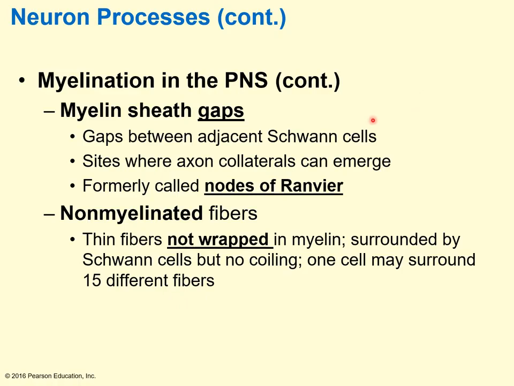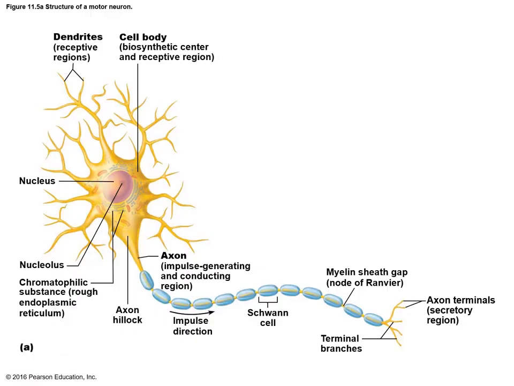There are gaps between the cells. They are known as the nodes of Ranvier. I pointed them out in a previous picture. You're going to see how that plays a role in the way the electrical charge will travel down the axon. So here, once again, is the node. This is a cell, this is a cell, this is a cell. And between each one, you've got those nodes.